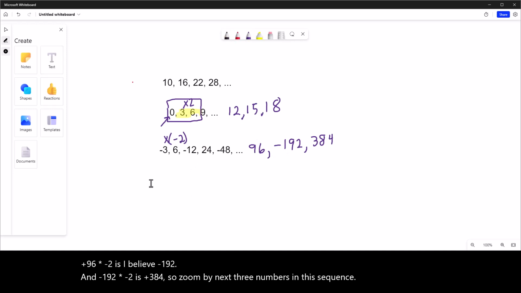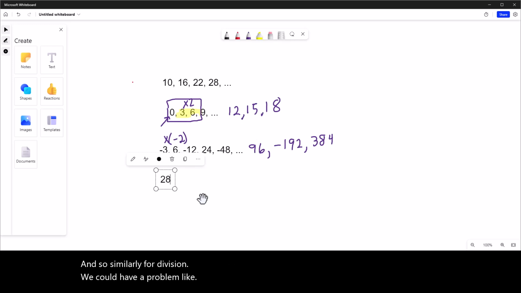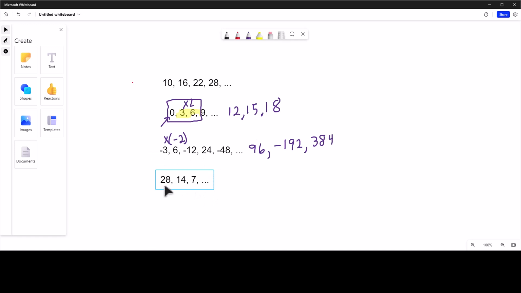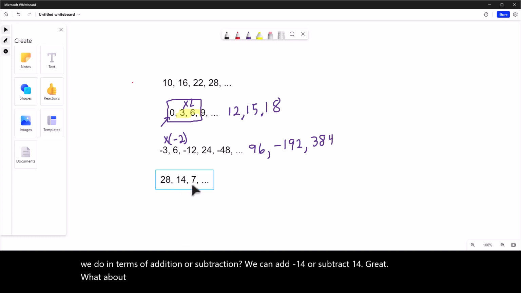And so similarly for division, we could have a problem like this. Here again, we might look at this first arithmetically and see, to get from 28 to 14, what can we do in terms of addition or subtraction? We can add negative 14 or subtract 14. Great. What about from 14 to 7? No, that's minus 7, not minus 14.